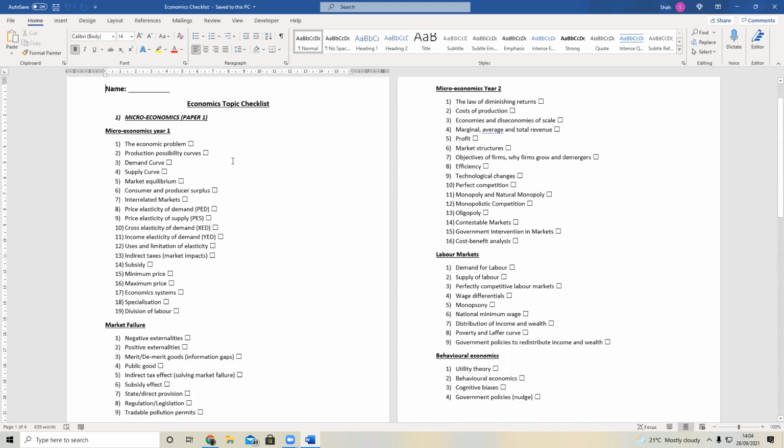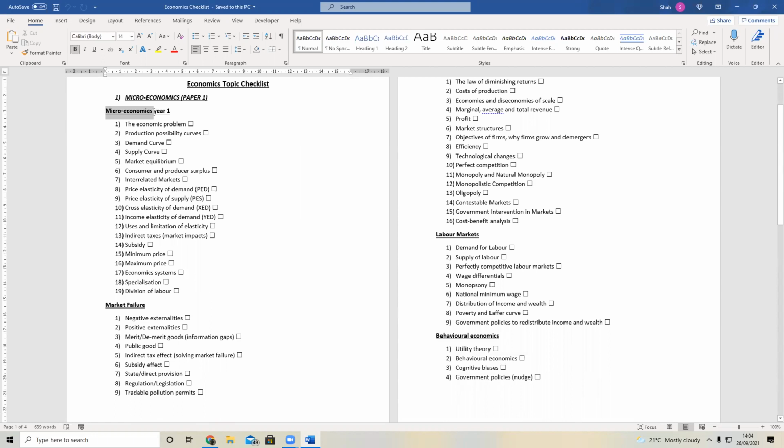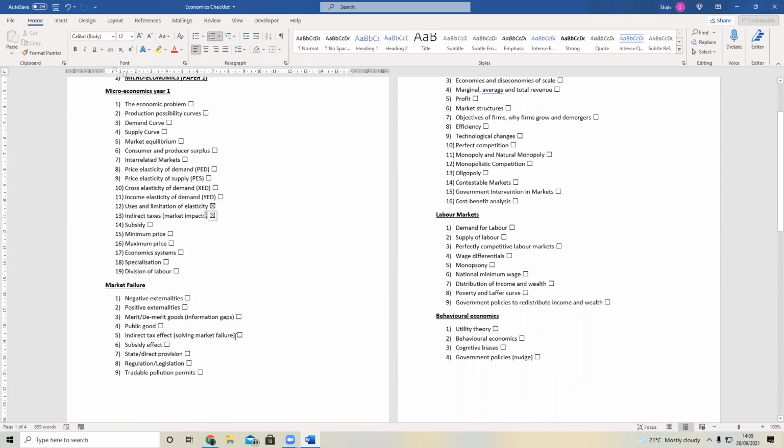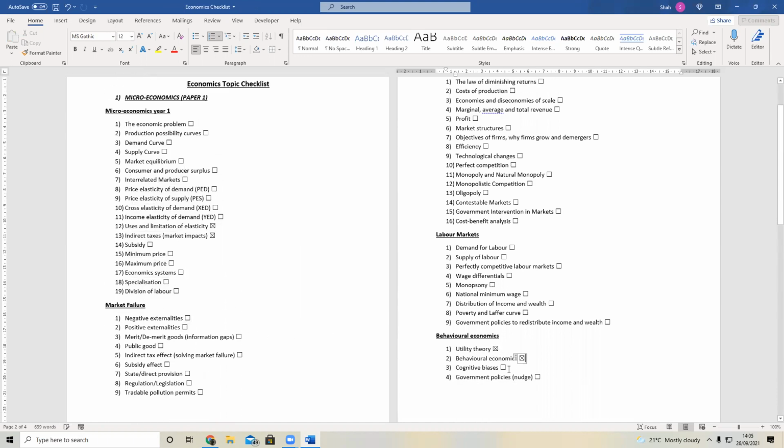In year 1, what we've done so far is all of this basically. We've done everything in micro year 1, all of this stuff here, so this should all be checked off. We've done all of market failure, and we've also done something called behavioral economics. You might be familiar with some of these topics, but maybe not all of them, but that's fine. I have notes on everything from when I did my exams, and I'm going to resend them, so you can just read over them. If there's anything you struggle on, just put it in the chat, or call me or DM me, whatever, and I can explain it to you.